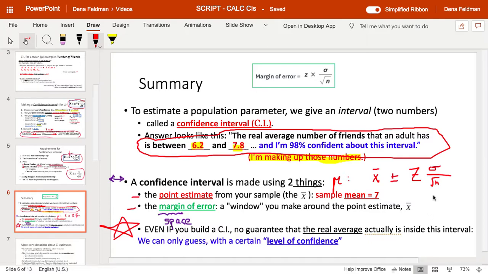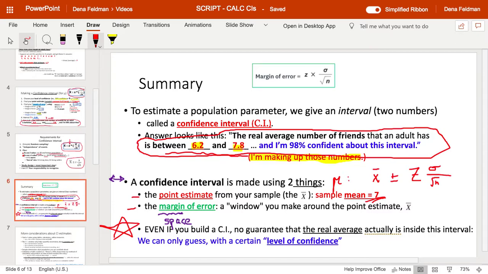And above all, when we say this, 98% confident, well, this takes into account the fact that even if you do build a confidence interval estimate, there's actually no guarantee that the real average number of friends is actually inside that interval. So we can only guess based on the sample that we pulled. And we guess with a certain level of confidence.